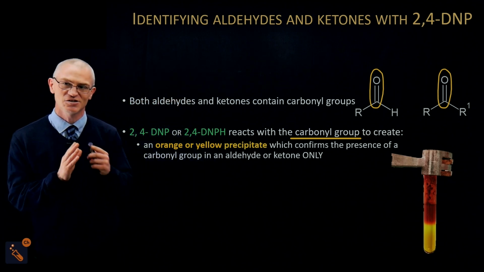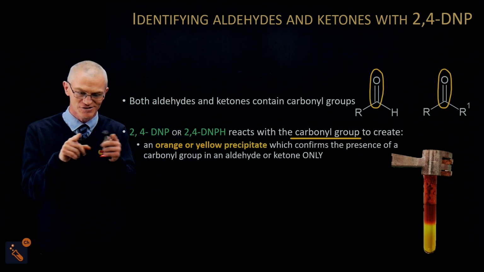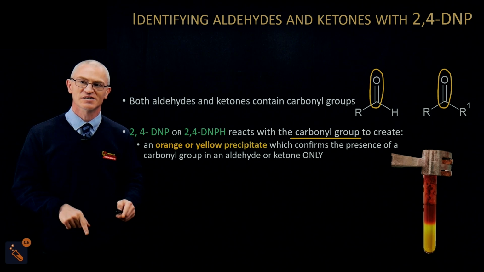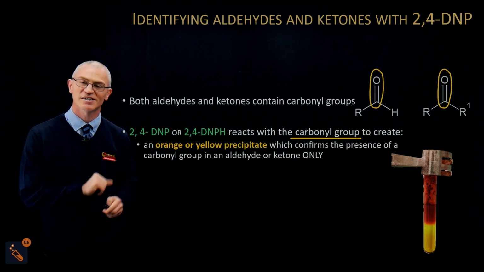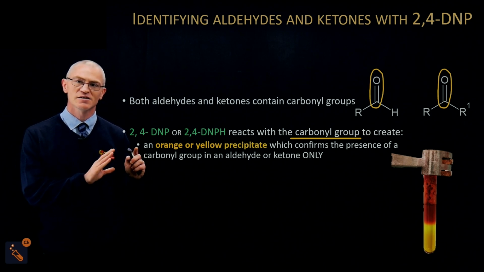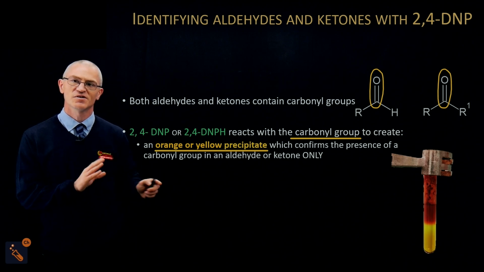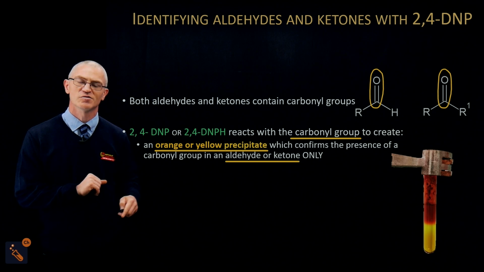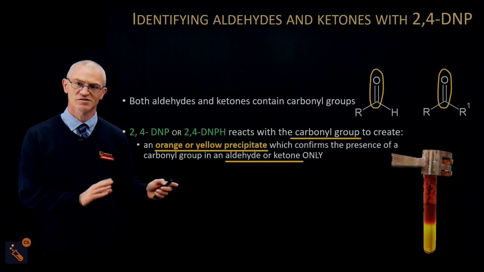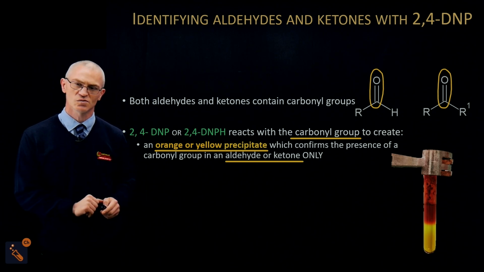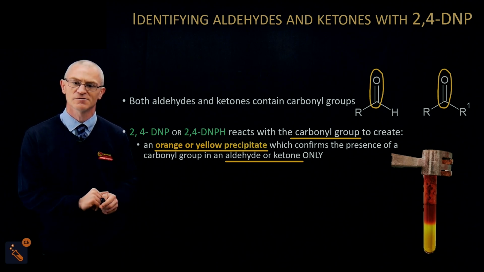And I do love it when you do recrystallization and you can see the solids just falling down in waves. Okay, but you'll see that and hopefully you'll enjoy it too. So this orange or yellow precipitate, which we can see over there, confirms the presence of that carbonyl group in an aldehyde or a ketone only. So only those two. Okay, so nothing else that contains a carbonyl, just the aldehyde or the ketone.